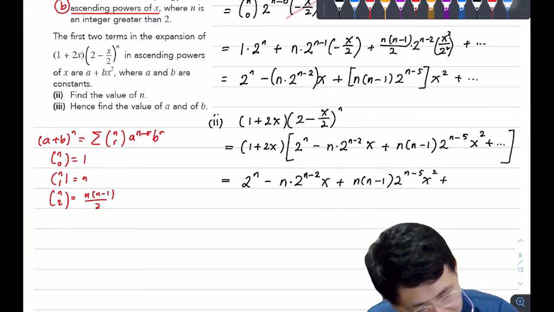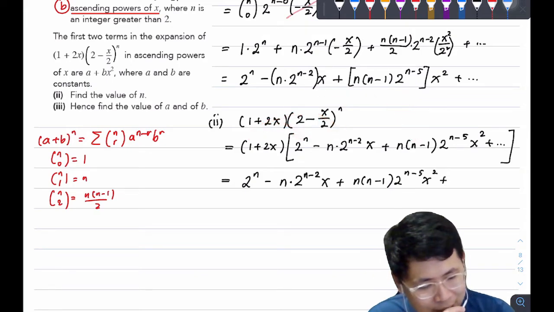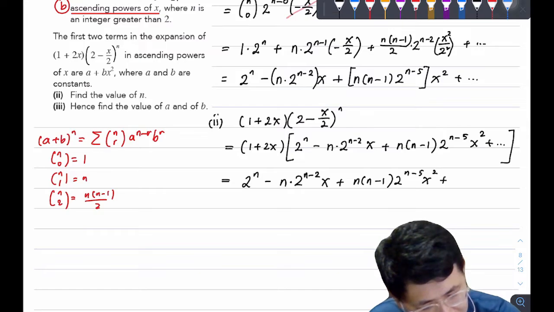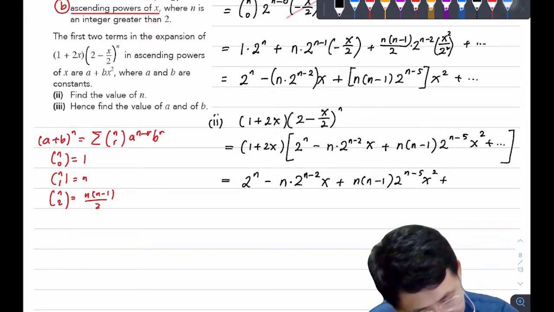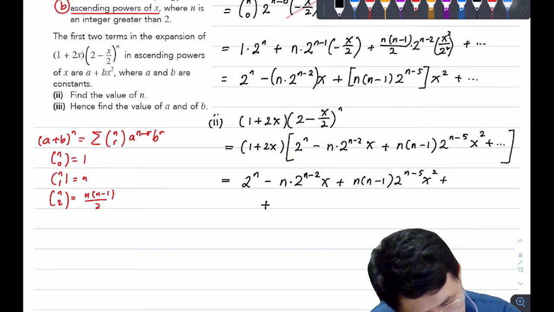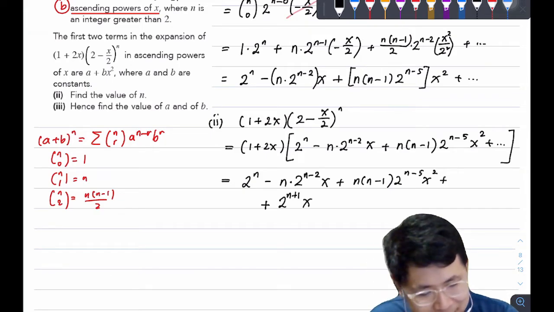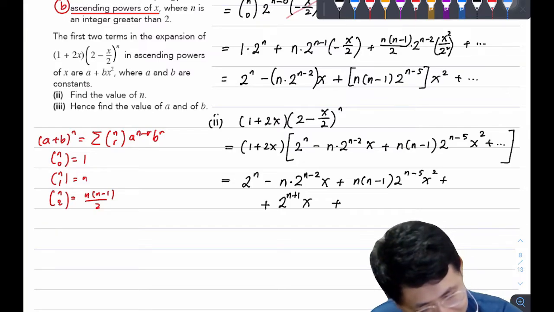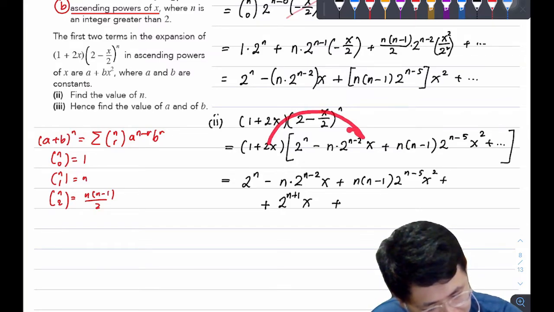Okay, so this one is just 1 times this, 1 times this, 1 times this, and so on. Next one is 2x times this, 2x times this, right? So first one, 2x times 2 power n. So I will have 2 to the power of n plus 1 of x. Plus 2x times this one over here.